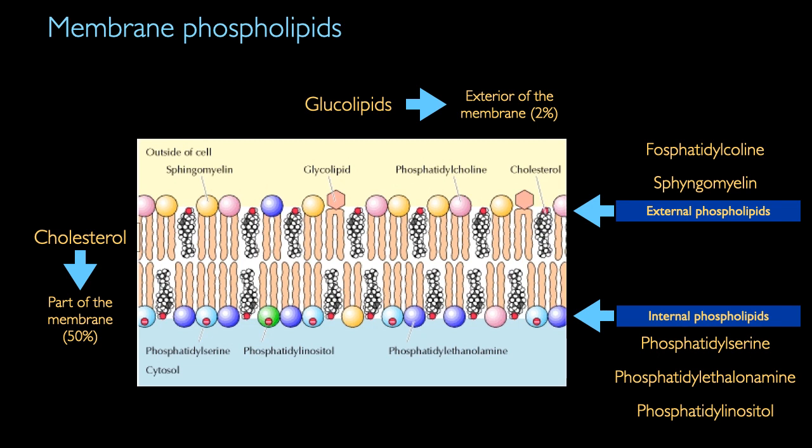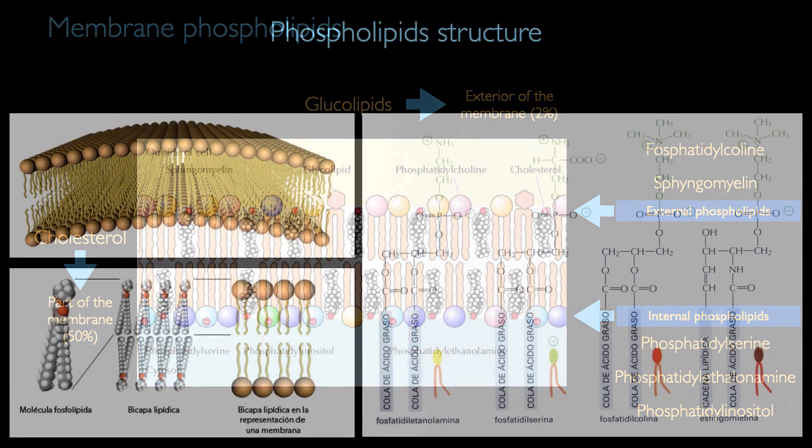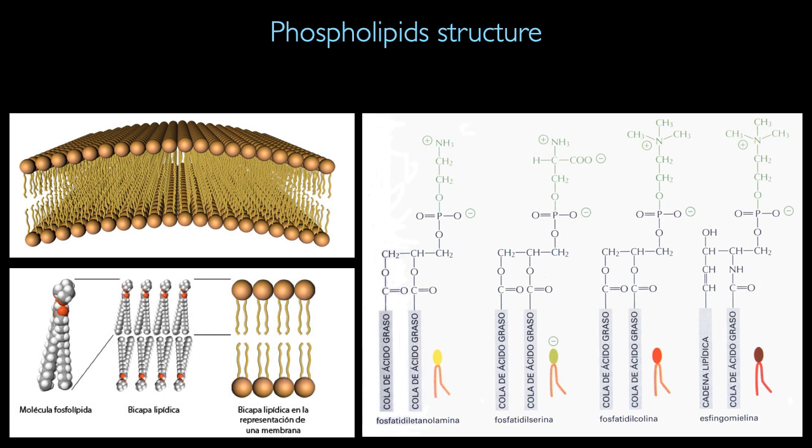Located among the phospholipids, we have cholesterol, which has an important influence on the fluidity of the membrane and can make up to 50% of some membranes. Finally, and only in the outer half of the membrane, we may find up to 2% of glycolipids. These 3 images show you the chemical structure of phospholipids, although you don't have to know that. It's just informative.